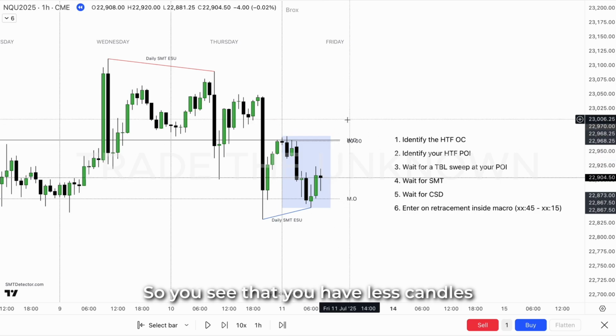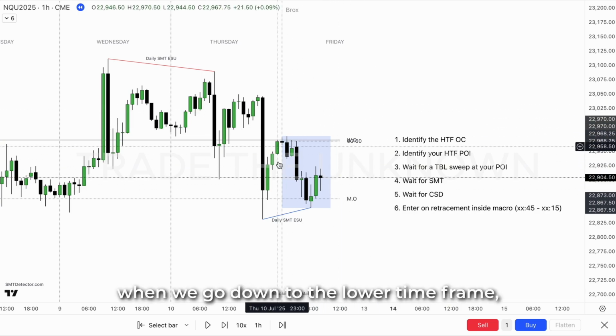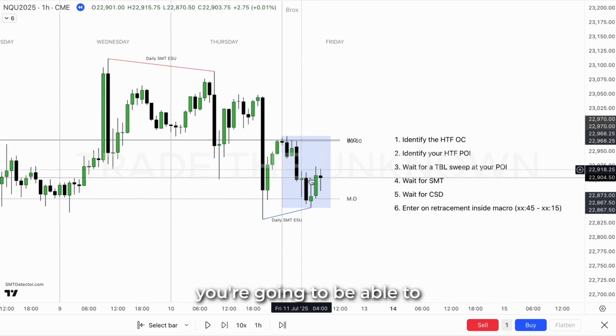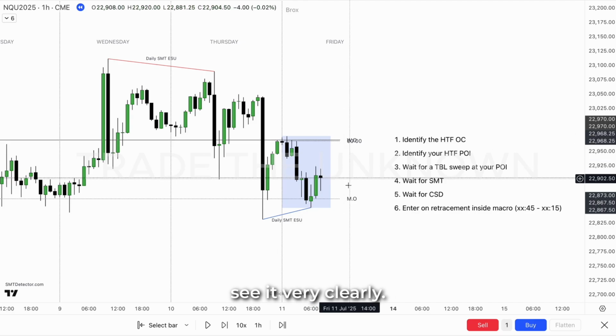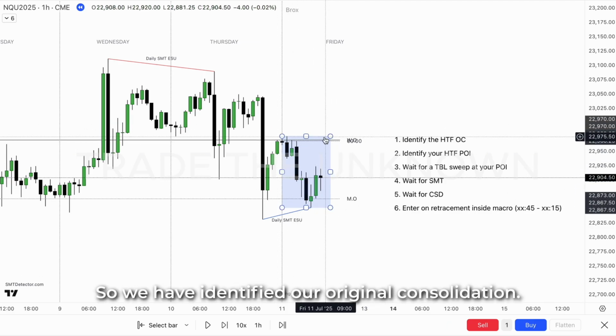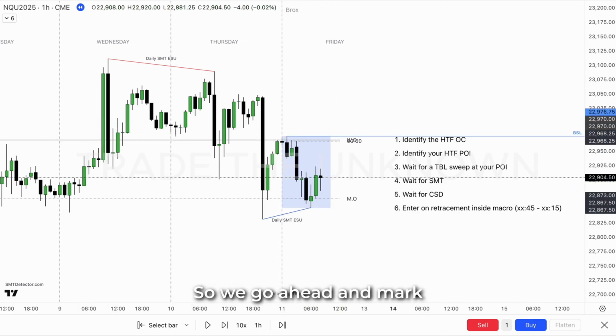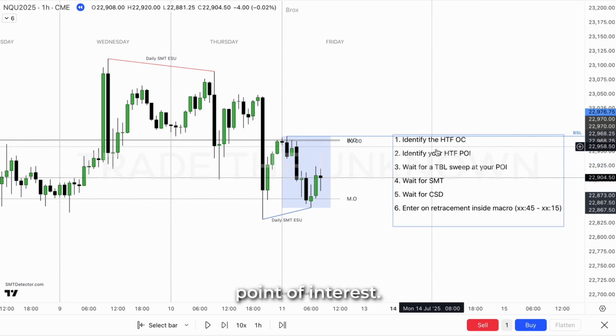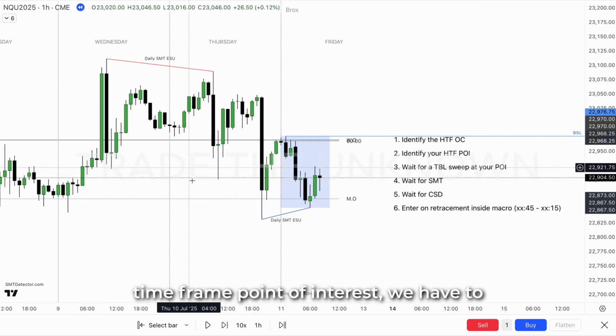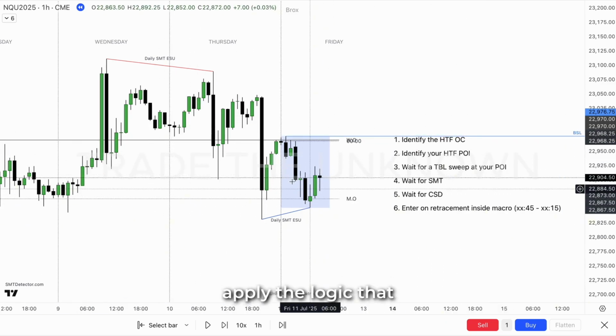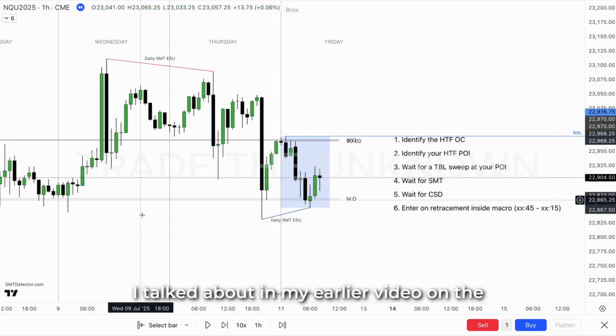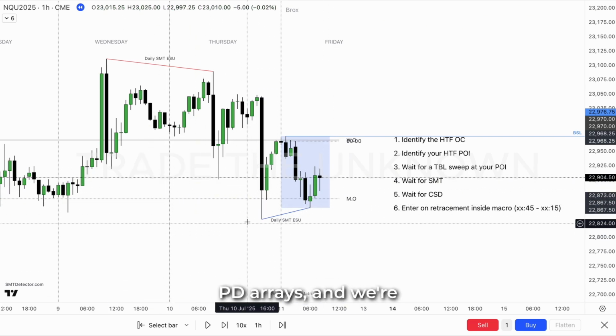So you see that you have less candles to look at, but in a second when we go down to the lower time frame, you're going to be able to see it very clearly. So we have identified our original consolidation. So we go ahead and mark that out right there. As you can see, that's our buy side. And next, we go ahead and identify our higher time frame point of interest. So to find our higher time frame point of interest, we have to apply the logic that I talked about in my earlier video on the PD arrays.